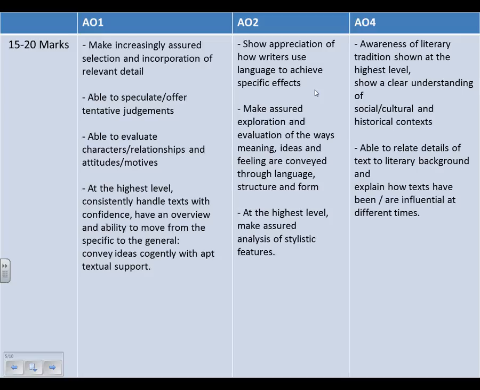You need to make sure that you're able to explore and evaluate, and this is what our A-star students do. Evaluation means that you are able to say, well, why has the writer done this? Why has the writer put this in this way?